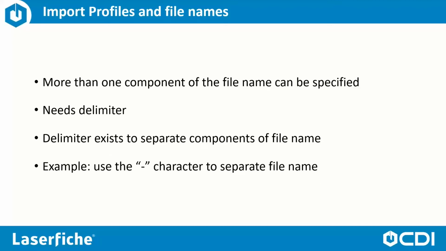So say I have 3 different components in my file name. I would want to separate each of those with a dash. So let's say the first part of my file name is the description. The second part of my file name is the department. And then the third part of my file name is the date or the month. So in this example, it would be description dash department dash month. And this will be a little more clear when we look at the example in our demo.